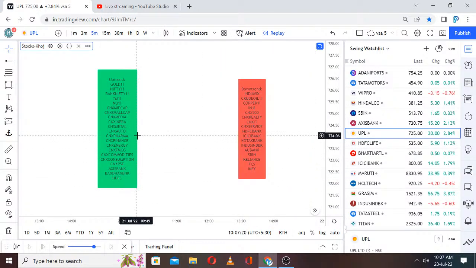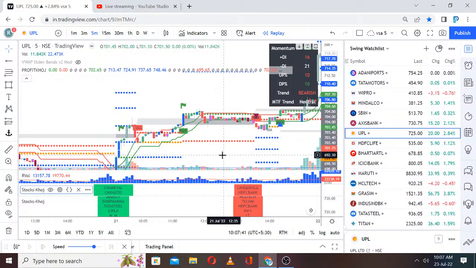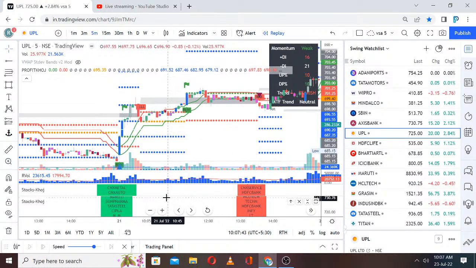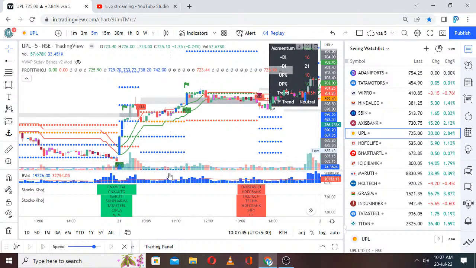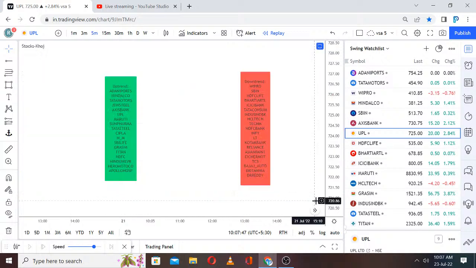So here, if you're looking to buy, check which sectors are in uptrend, right? So for example, infra and metal and auto are in uptrend. Okay. So during market hours, check for stocks that are in uptrend in that sector.